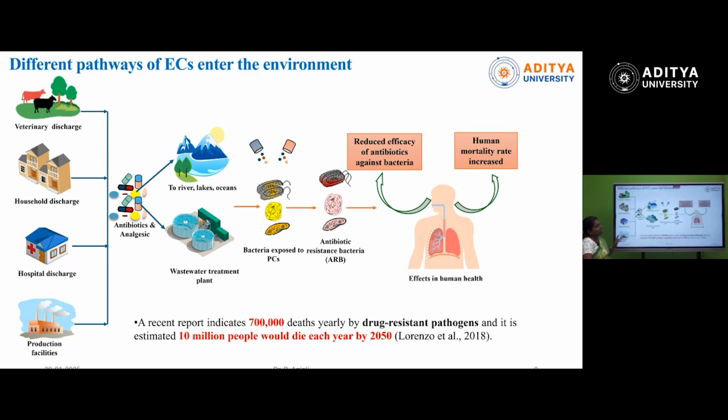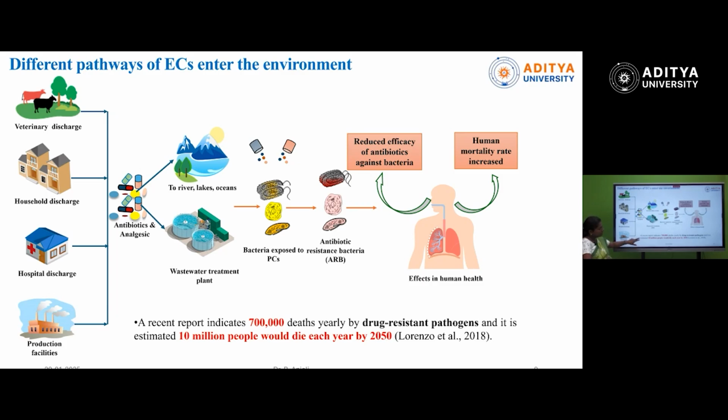What happens with that? In terms of human health, it will reduce the efficiency against the bacteria, and it will reduce the mortality rate. In aquatic life, it will reduce the reproduction system in fishes, and it will create hormonal imbalance also. One study says that 7 lakh deaths happen yearly from drug resistant pathogens, and it is estimated that 10 million people may die by 2050.